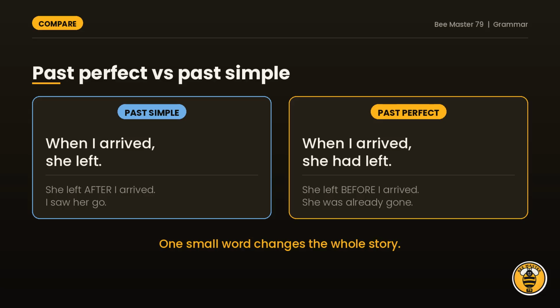Now the comparison that matters most. Listen to these two sentences. When I arrived, she left. When I arrived, she had left. In the first one, the past simple, she left after I arrived. I saw her go. In the second one, the past perfect, she left before I arrived. She was already gone. One small word changes the whole story.